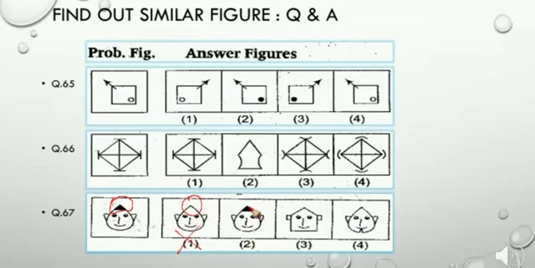Let's check this in option 2. Yes, it is there. So this could be one of the answer. Let's check for option 3. In option 3 this is missing, so this cannot be the answer. In option 4 it is again missing, can't be the answer. So straight away we got to know that the correct answer is option 2.